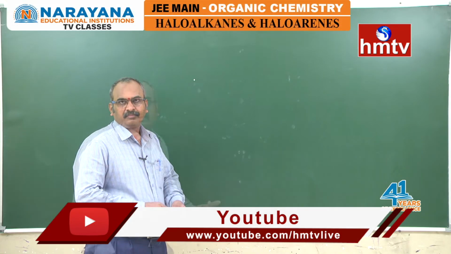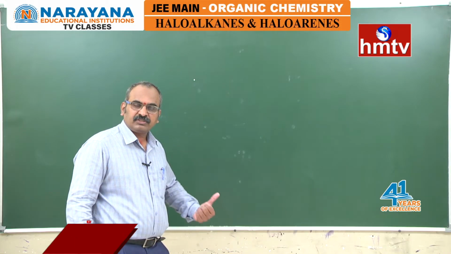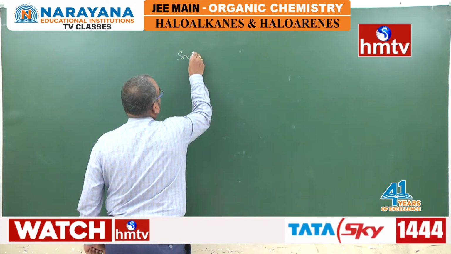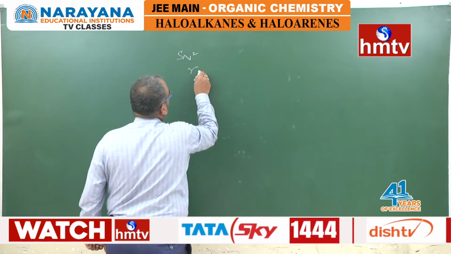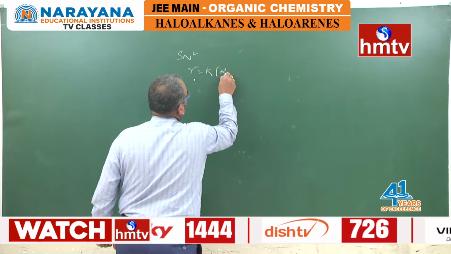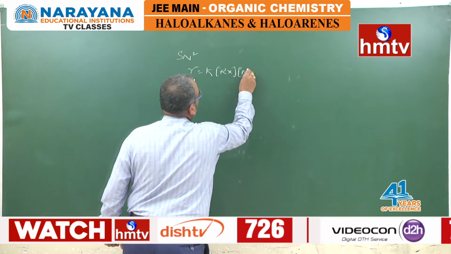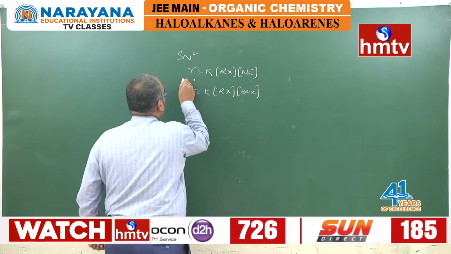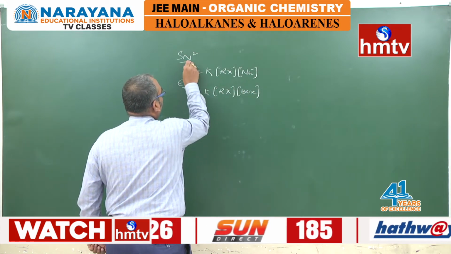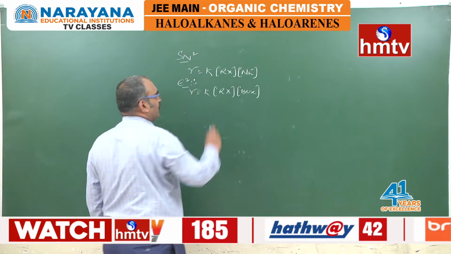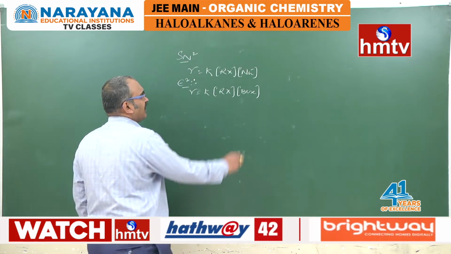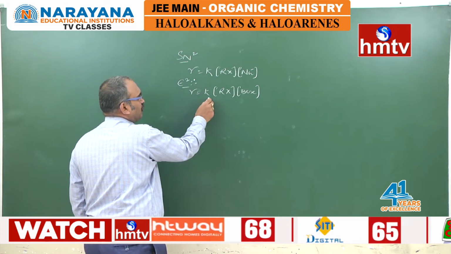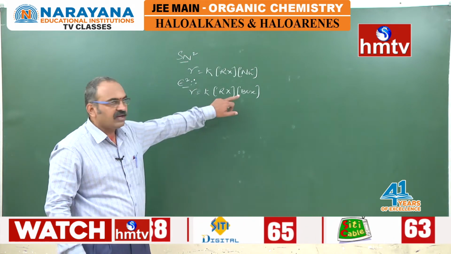We have seen substitution reactions and elimination reactions. Let us take up the rate equation for SN2 reaction. Rate is equal to K into concentration of alkyl halide into nucleophile. For SN2, rate is equal to K into concentration of alkyl halide into nucleophile. For E2 reaction, rate is equal to K into concentration of alkyl halide into base.